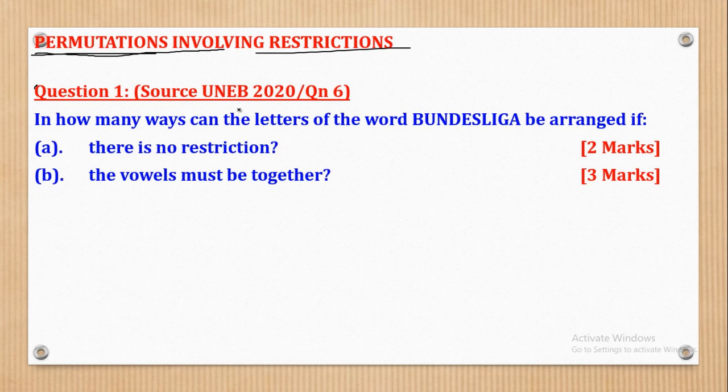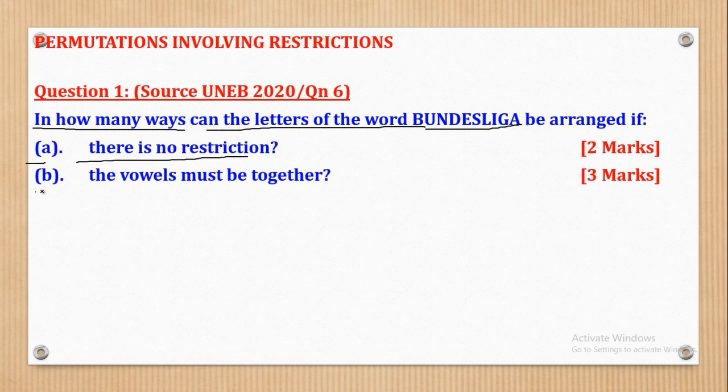Question 1 came from UNEB 2020 paper one question 6, and it says, in how many ways can the letters of the word Bundesliga be arranged if part A, there is no restriction, and part B, the vowels must be together? Now, if there's no restriction, we do it as we have done before.